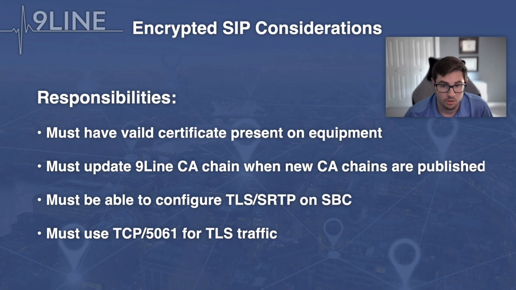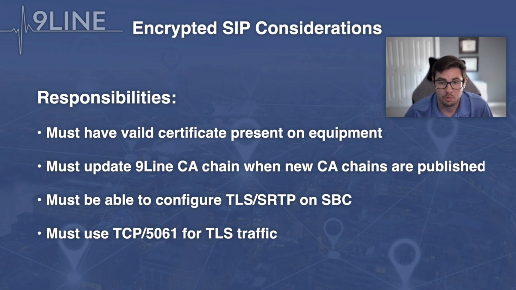You may use a wildcard certificate, and you are responsible for renewing your certificate. Then next, you must update the Nyline CA chain when we publish new CA chains for our certificates. This is available in our support portal. You or your Nyline partner must be able to configure TLS/SRTP on your session border controller. And then finally, you must use TCP/5061 for TLS traffic. We do not support encryption on TCP/5060.